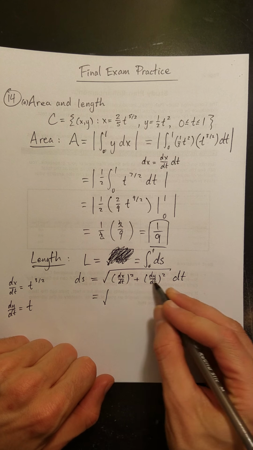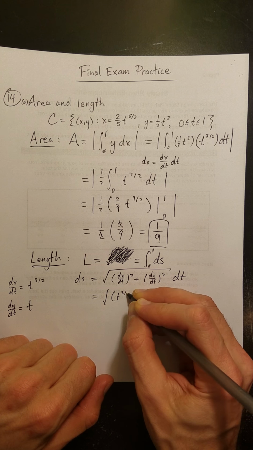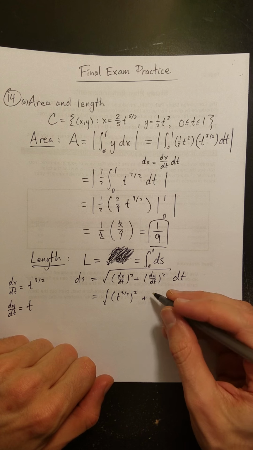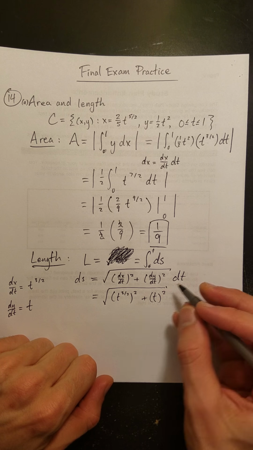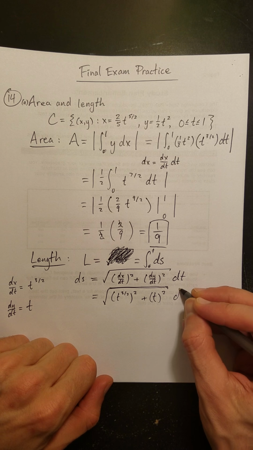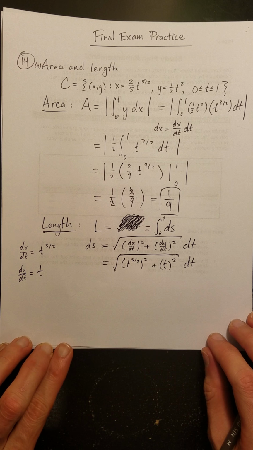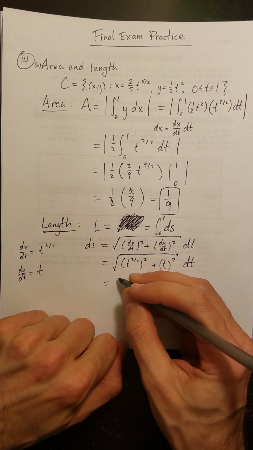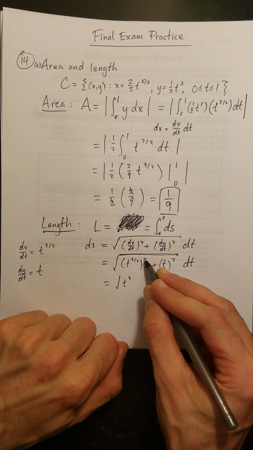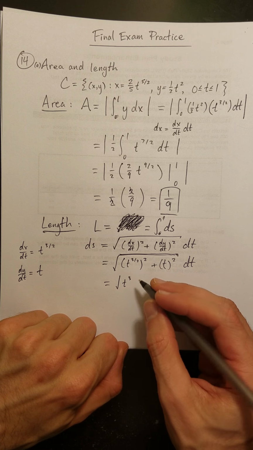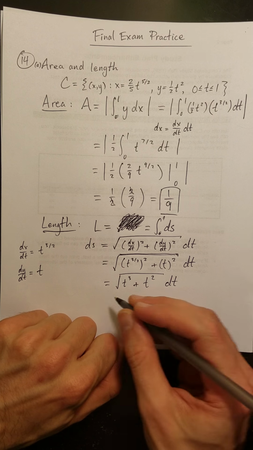And so now I can write out my differential for the arc length. So it's square root of t to the power 3 over 2 squared plus t squared. Take the square root of this and integrate with respect to t ultimately. But either way, this leaves me with square root of t cubed, right? So I just multiply my power by 2, so 3 over 2 times 2 is just 3, and then plus t squared, all times dt.